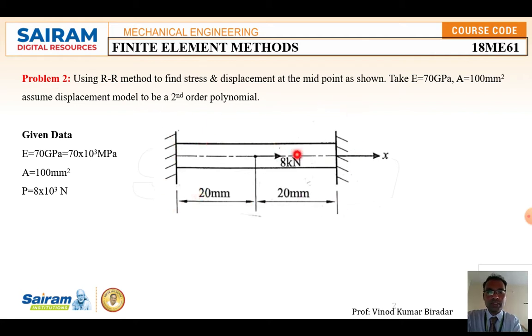So here both ends are fixed, and exactly in the middle an axial load is acting, that is 8 kilonewton. Total length is 40. So this end is also fixed, that is u is equal to 0, and this end is also fixed, that is u is equal to 0.